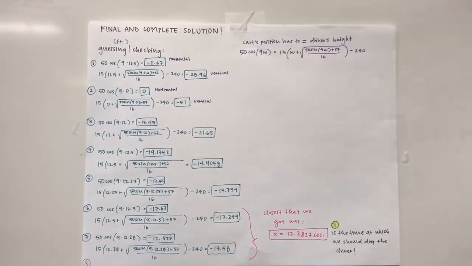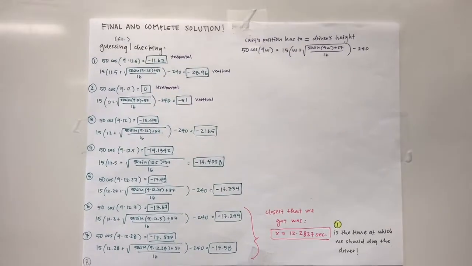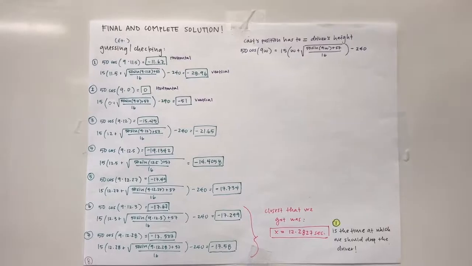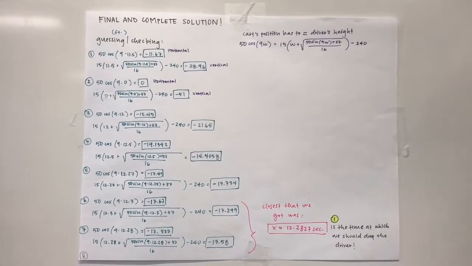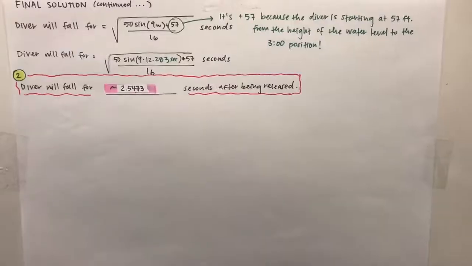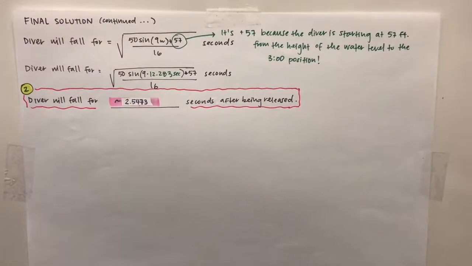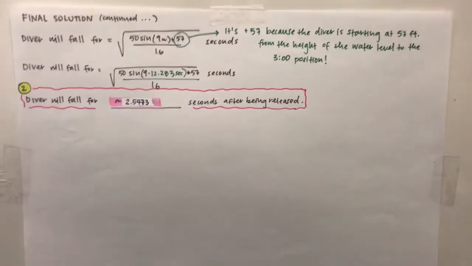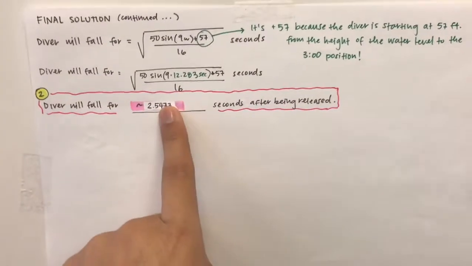Our group decided to first guess and check before we graph, but after guessing and checking, the closest that we got to the time was 12.28 seconds. After graphing, we saw that the exact time when the diver should be dropped, which was the intersection, was 12.283 seconds. Next, using the equation square root of h over 16, we conclude that the diver will be falling for about 2.55 seconds after being dropped by the assistant.